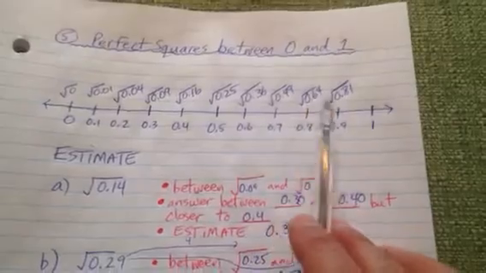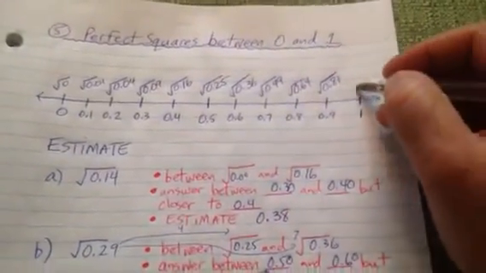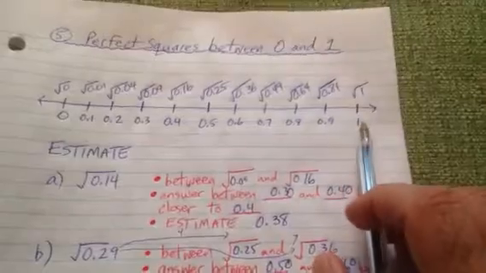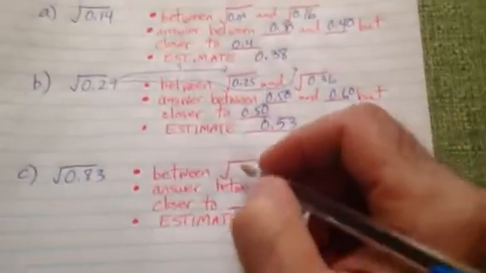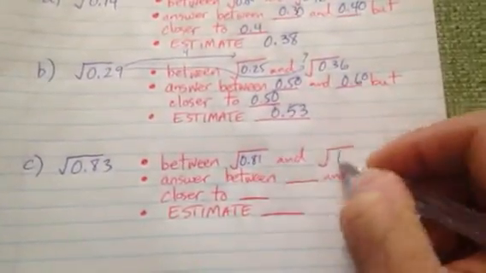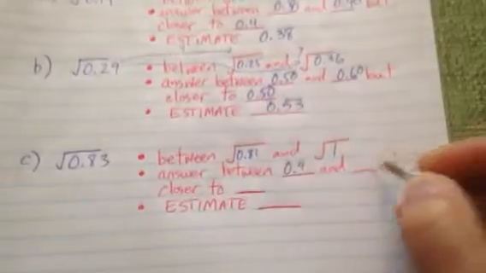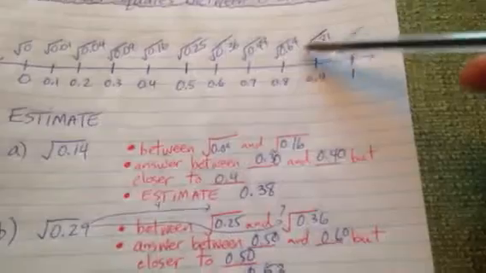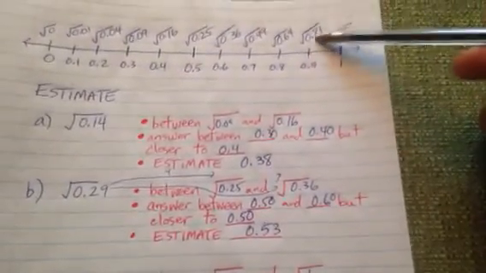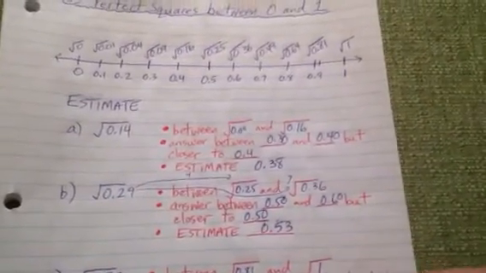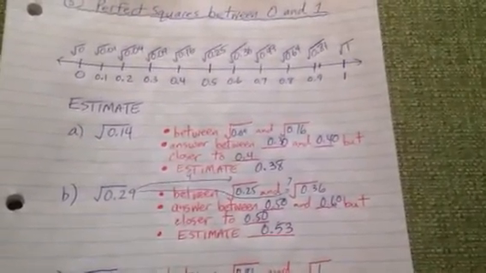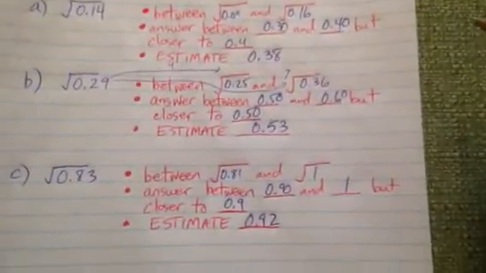Last one, 0.83. So we look on our number line, 0.83. There it is. Oh, I missed one right over here on this number line. The square root of 1 is 1. So I know that 0.83 is between 0.81 and 1, which means the answer is between 0.9 and 1. It's closer to 0.9, again, because 0.83 is just past 0.81. So somewhere around there, right? So 0.90, it'd be like 0.92 as a little estimate there, right?